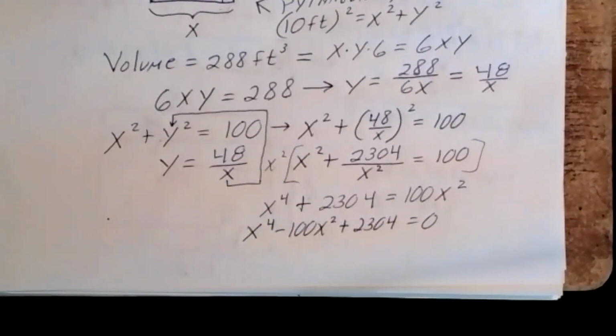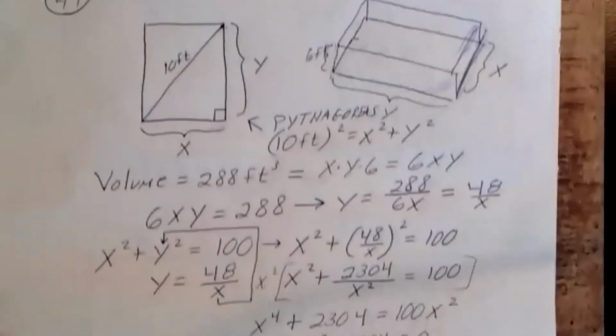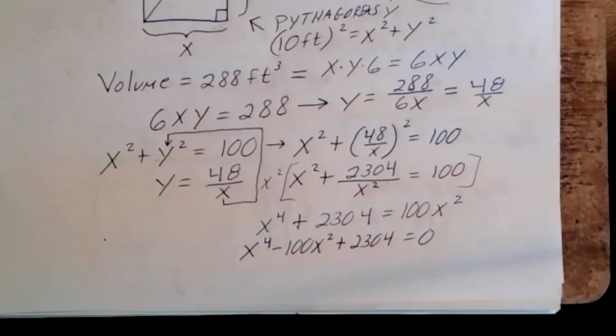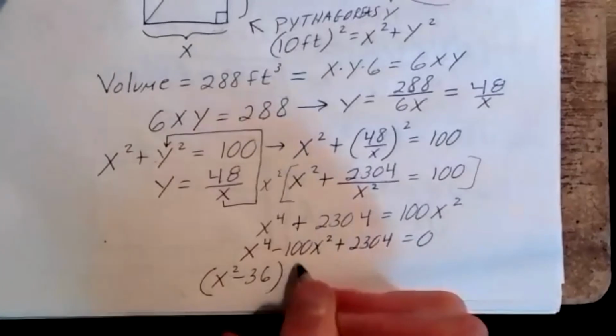Use that calculator, ladies and gentlemen. Put that calculator to work. Let's see here. Two factors of 2304 that sum up to negative 100. Not an easy task. Or we could just use the quadratic formula. I don't know, but negative 36 and negative 64. Wow, is that right? So therefore, this factors into x squared minus 36 times x squared minus 64.